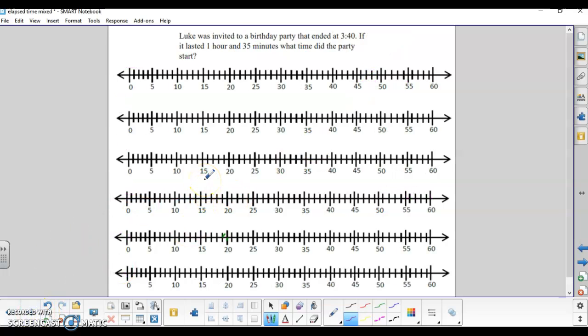Let's try another one. Luke was invited to a birthday party that ended at 3:40. If it lasted 1 hour and 35 minutes, what time did the party start? Again, this is giving us an end time, and we're trying to find the start time. Go ahead and hit pause, solve the problem, and check your work.